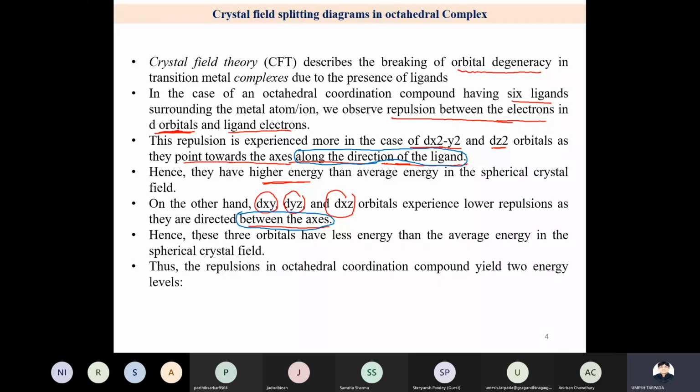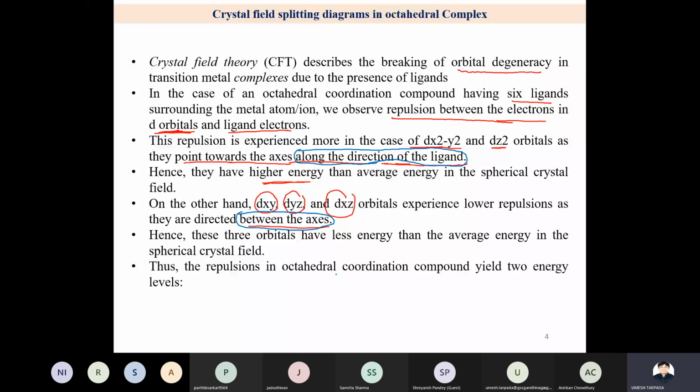And hence the 5 d orbitals are split into two sets because they have different amounts of repulsion: two orbitals having higher repulsion, three orbitals having lower repulsion. So therefore they are split from the average energy in a spherical field. Whatever average energy center is there, from that the orbitals are split.